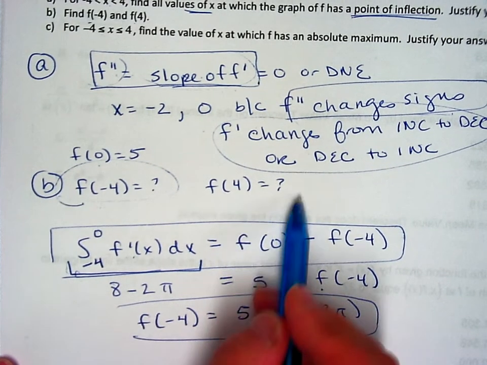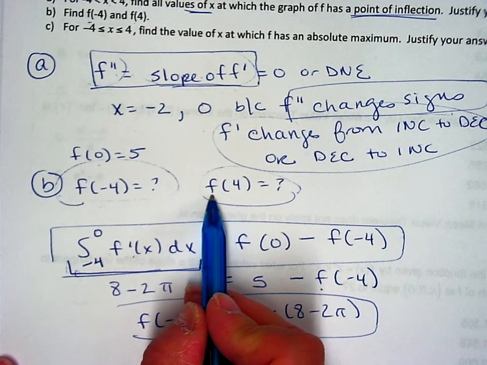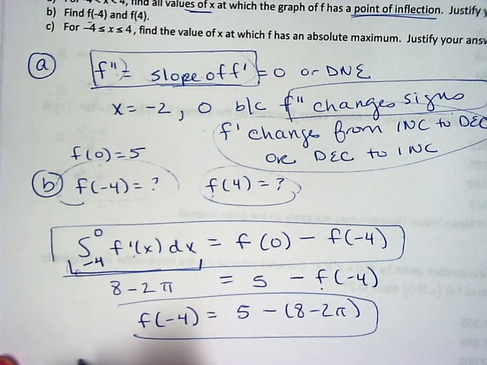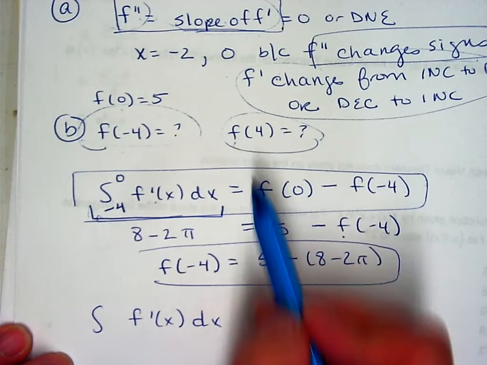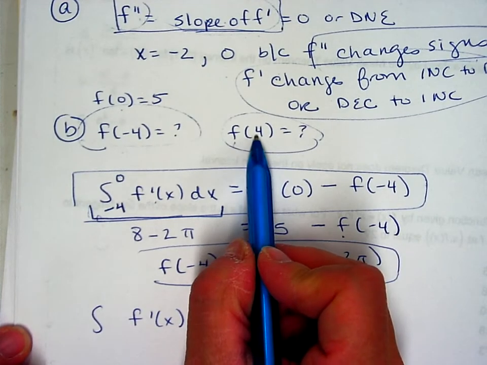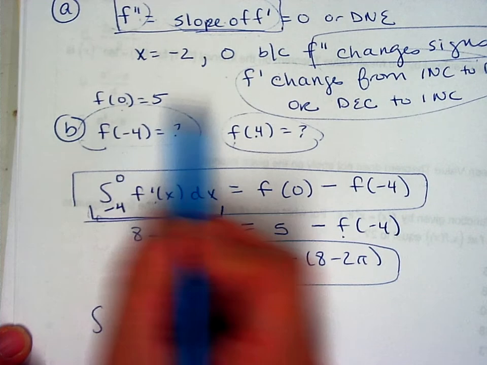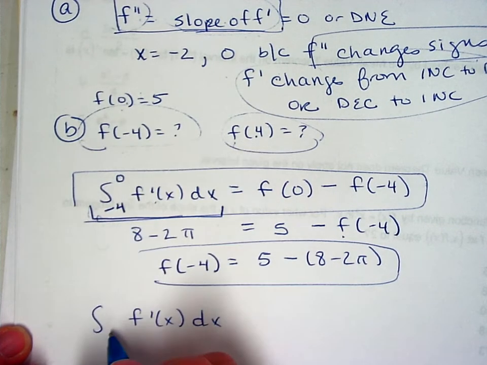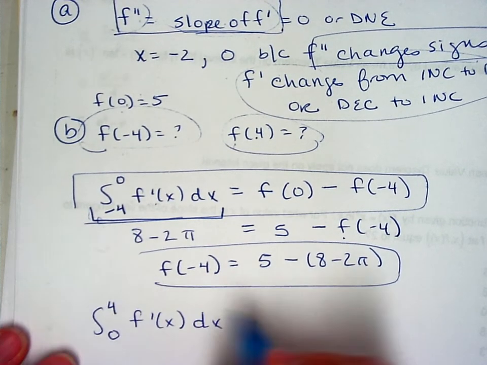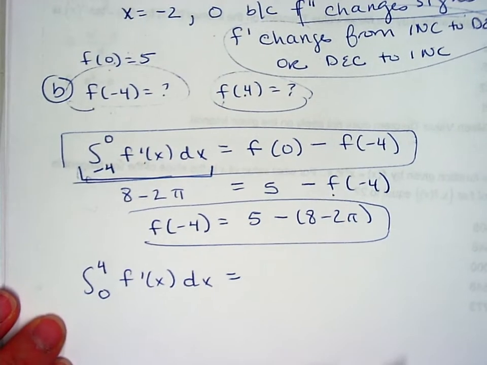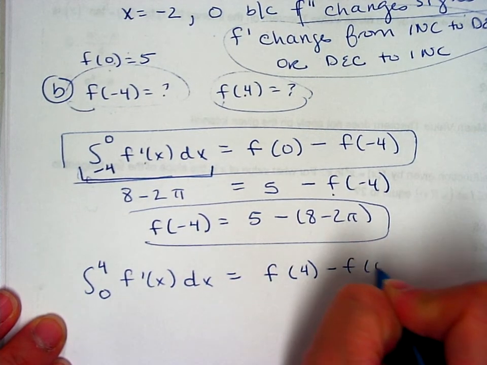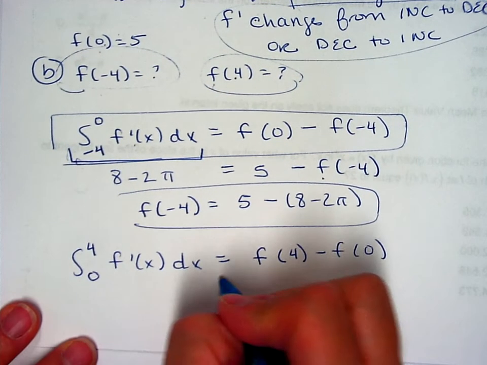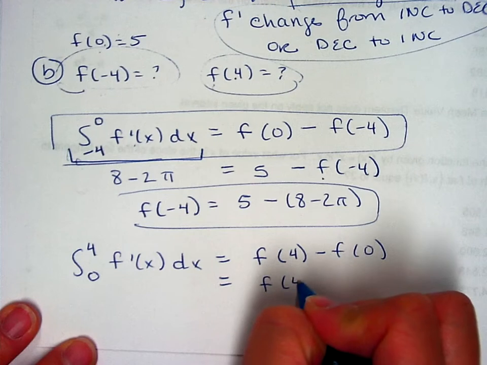Okay, now there's another part to part B. It's also asking for f of 4. You're going to do the exact same thing. You should be thinking, I'm going to take the antiderivative of f prime. I want to use 4 as one of my bounds, and this is the bound that's given, so I'm going to use the 0 again as well. So I'm going to go from 0 to 4. The antiderivative of f prime is f. Plug in the upper bound, subtract off the lower bound. Okay? In this case, this is what I'm looking for.